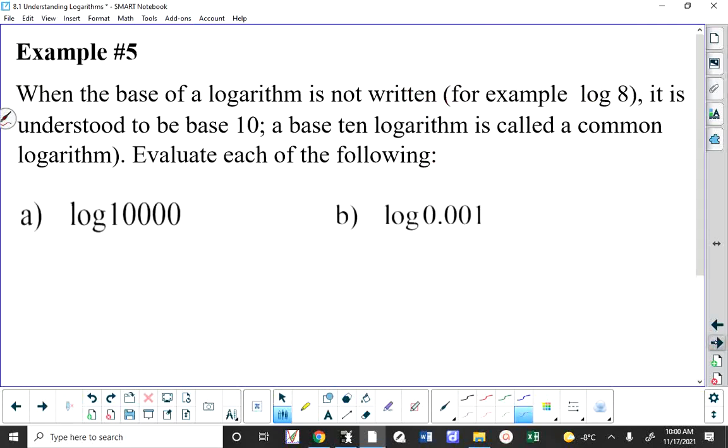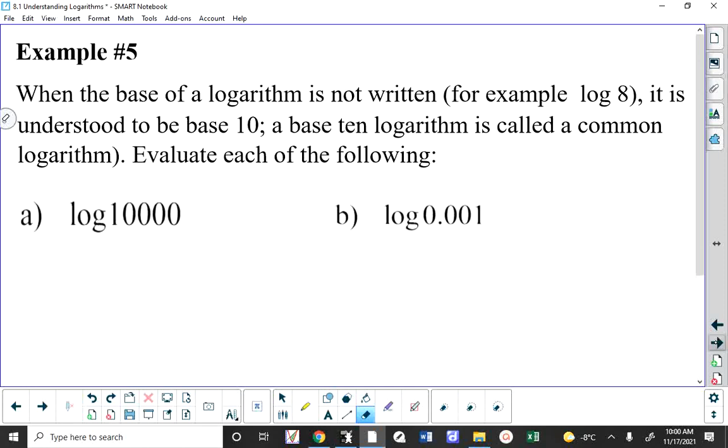All right, example 5. We do have a logarithm button on the calculator. It just says log, but it's base 10. And you need to know that from now on, when you see something like log of 10,000 and the base is not written, there should be a base here, but it's not written. It's called the common logarithm. And what's the most common number in our numerical number system? 10. We like to use 10. Everything's base 10.